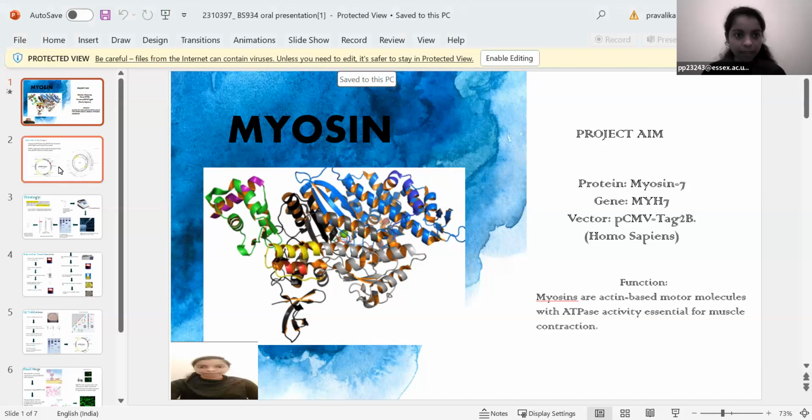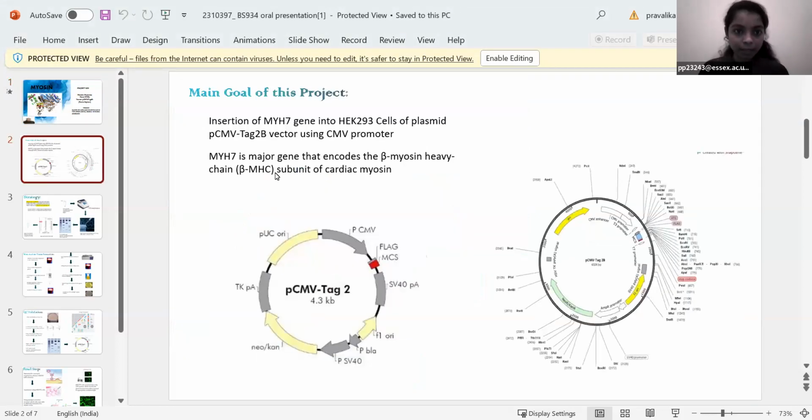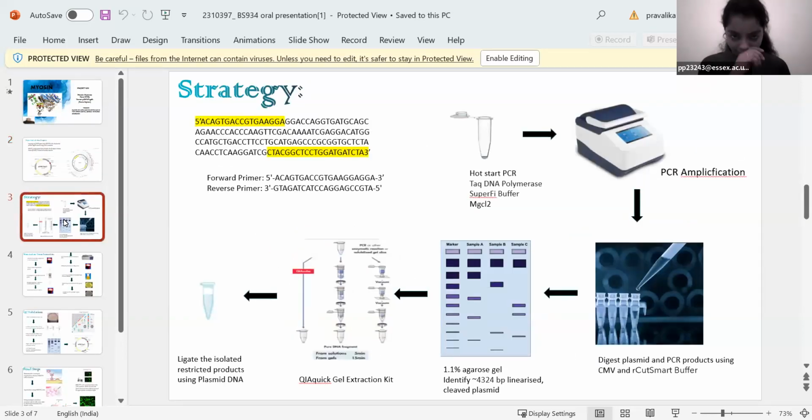And in this next slide, we can see the main goal of this project. It is the insertion of this MYH7 gene into HEK293 cells of the plasmid pCMV-tag 2B vector using the CMV promoter, and this MYH7 is a major gene that encodes the beta myosin heavy chain, the beta-MHC subunit of the cardiac myosin. And in the next slide, we can see the strategy.